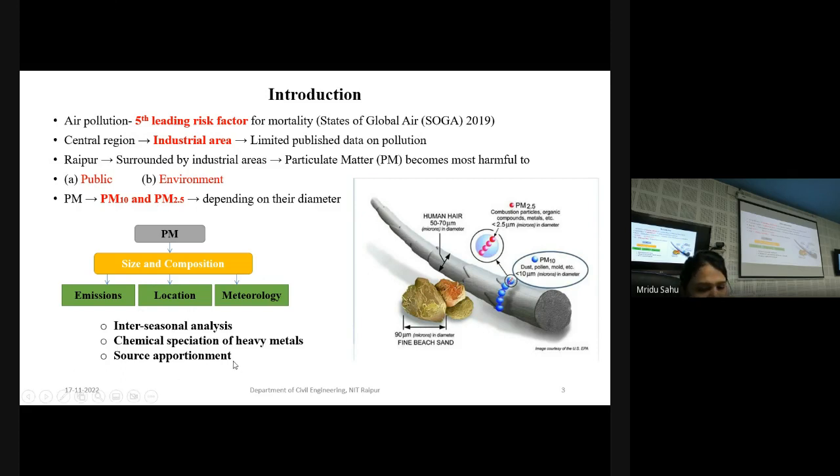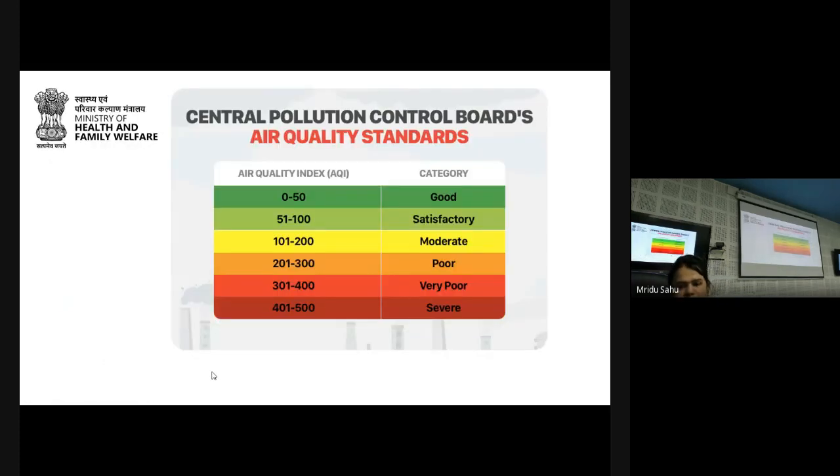Now, the study also includes interseasonal analysis, chemical identification, chemical speciation of the ingredients available in these particulate matters, and source identification approaches. These are the standards provided by the Central Pollution Control Board. They give a factor, the air quality index, which helps us identify whether the situation in a city is good or in a very poor or severe stage. So in Delhi, we hear that the pollution level is very high. The hazardous pollutant level, that is the AQI, which is calculated on the basis of PM 2.5 and PM 10, falls under the severe category. It means the range for the AQI will be from 401 to 500.